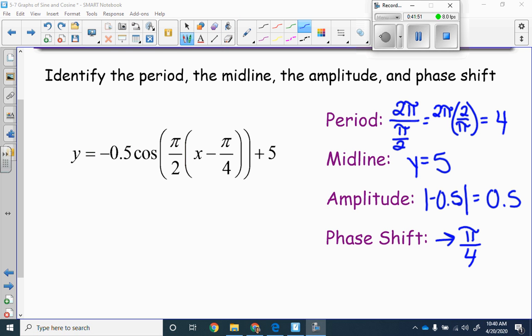All right, and so for this one, we should get a period of 4, and be careful with this because your value of b is pi over 2. So 2 pi divided by pi over 2, our pi's are going to cancel, and then 2 times 2 gives you 4. Midline here is at positive 5. It's being shifted up 5. Amplitude is going to be positive 0.5. And then we are doing a phase shift to the right of pi over 4.